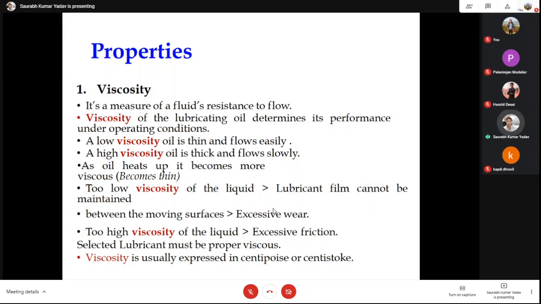With too low viscosity, the liquid lubricant film cannot be maintained between the moving surfaces, causing excessive wear. With too high viscosity, there is excessive friction, so the selected lubricant must have proper viscosity. Viscosity is usually expressed in terms of centistokes and centipoise.